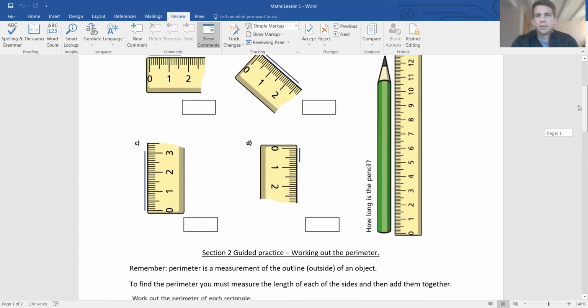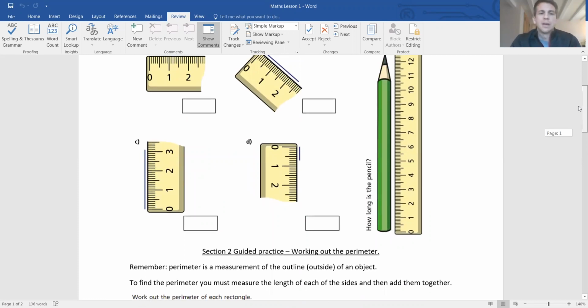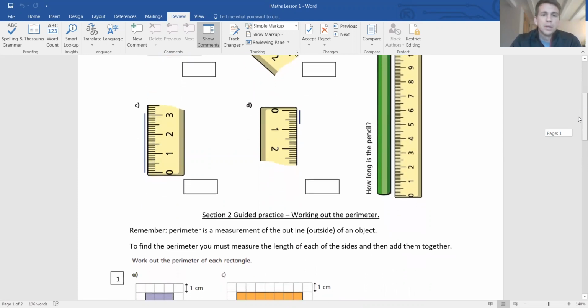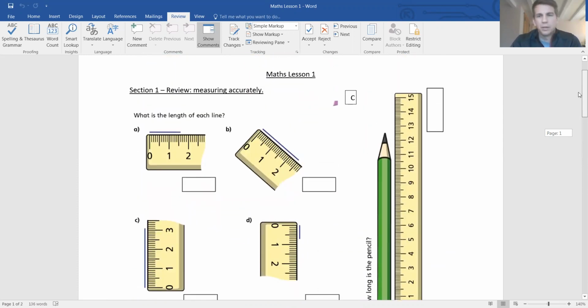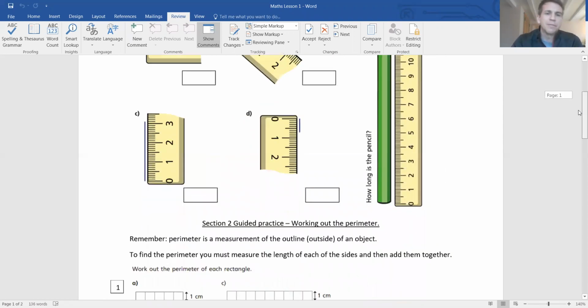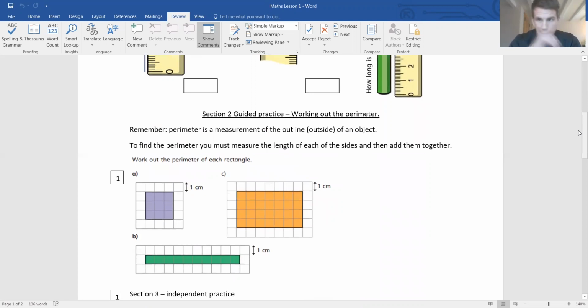We've already done quite a bit of measuring in Year 5. Therefore, that's something you can do. So section 2, so this is review. That's something that you should be able to do already. You've done it already. So that's the review section. Section 2 is guided practice. So the guided practice is talking about perimeter.